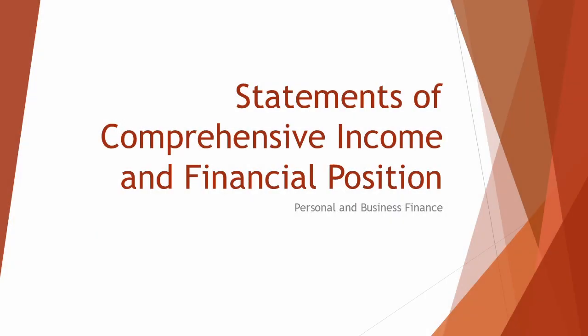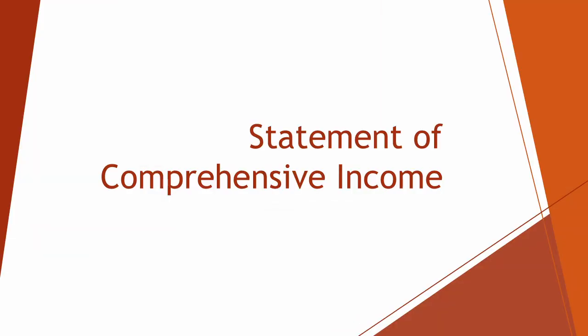Statements of comprehensive income and financial position are key financial documents that show an organization's performance and stability, and they can be used to measure profitability through profit margins, liquidity through current ratios, and efficiency through asset turnover. A statement of comprehensive income is a financial document that records an organization's income and expenditure over a specific period to show overall profit or loss.